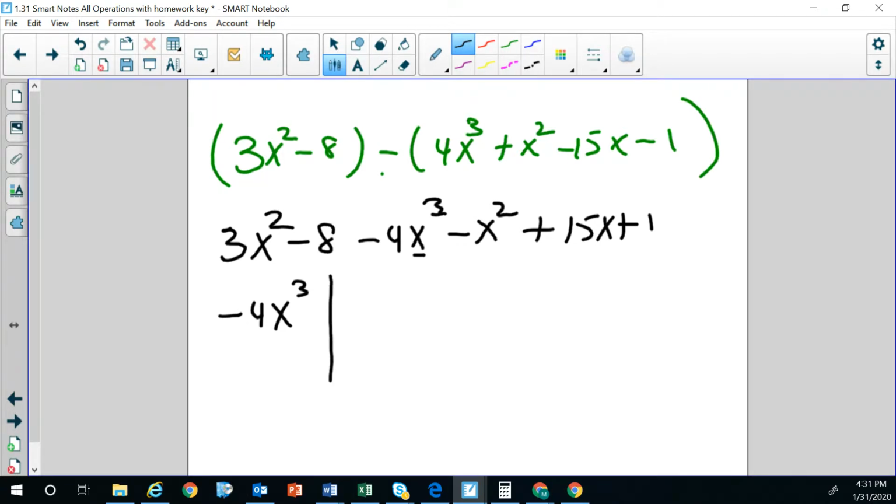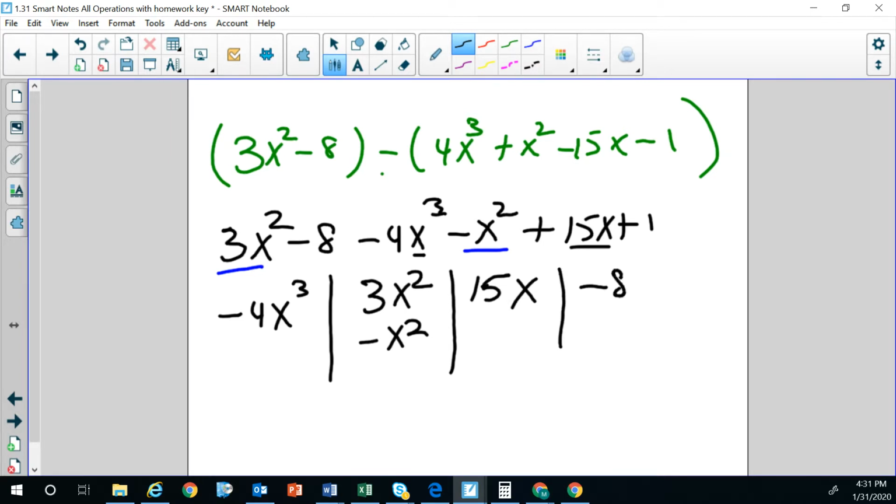My next term with the highest exponent is x squared. I have a 3x squared here and a negative x squared there. So I'm going to get 3x squared and a negative x squared. Are there any more x squared terms? No. So I'm going to move on. My next term is going to be my x's. I only have one x term, which is 15x. So that goes there. And all I have left is just my constants, which are negative 8 and 1.